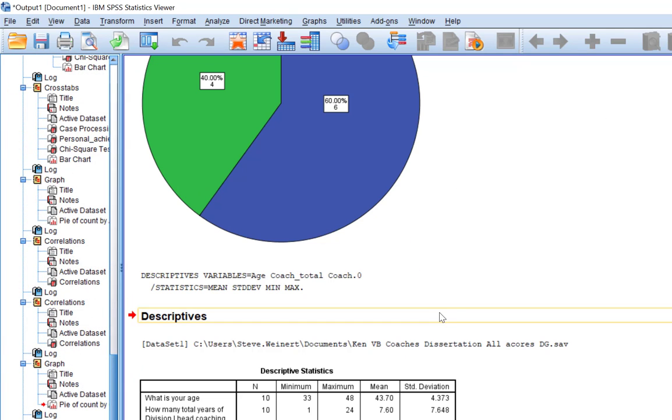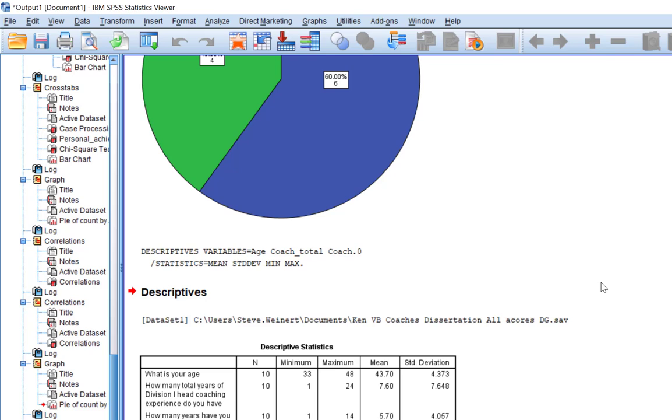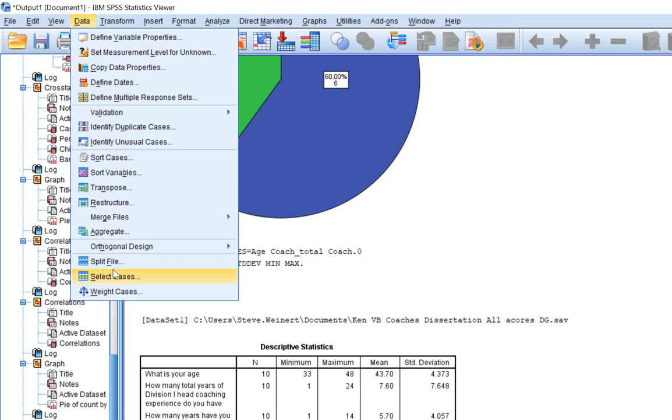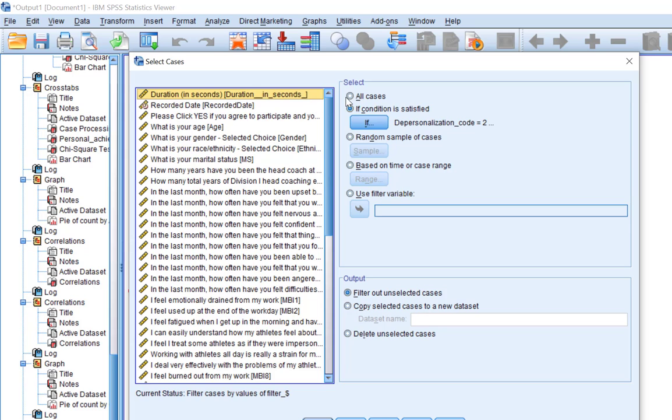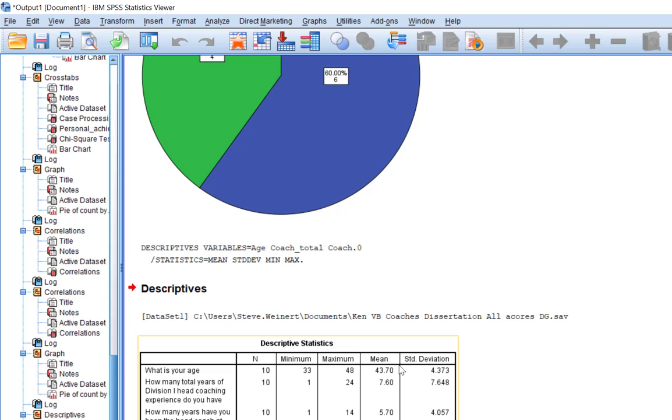Okay. But there should be 6 demographic questions. Yeah, but those are the ones that are continuous. So you can say the average age is 43, which is younger than I thought. But that only took 10 people. Oh, right, that's everybody. Oh, the average age is 43 of those 10. Young coaches.